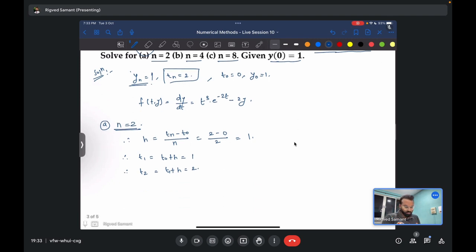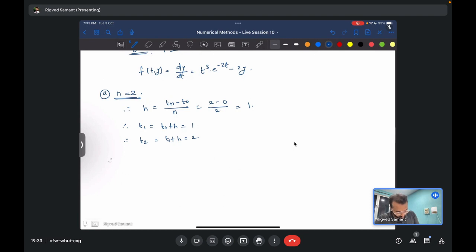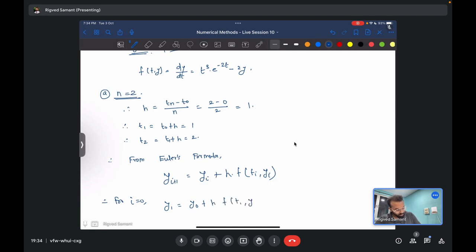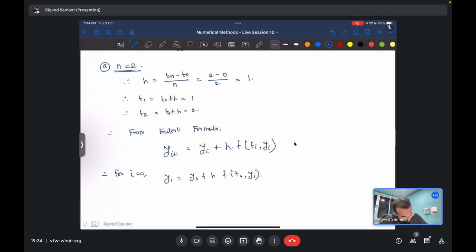Okay. So this is your setup. Now you want to solve it using Euler's formula. What is Euler's formula? y of i plus 1 is equal to yi plus h into f of ti comma yi. So as you go on putting i from 0 to some value, you will get these things. So therefore for i is equal to 0, y1 is equal to y0 plus h f of, sorry, t0 comma y0, right?